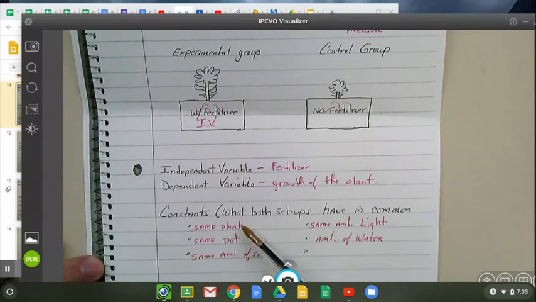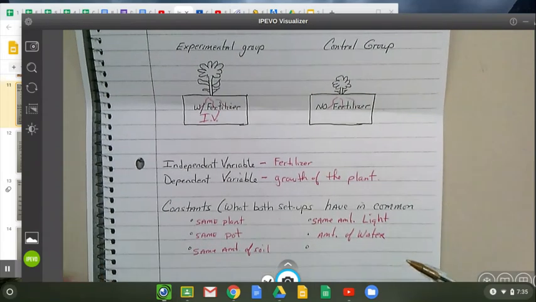All right, and then we have these constants when we're setting it up. So they both have the same plant, the same pod size, same amount of soil, the same light, and the same amount of water to give them the best chance to grow. The only addition is the fertilizer to see if it had any effect on increasing or decreasing the speed of the growth of the plant.